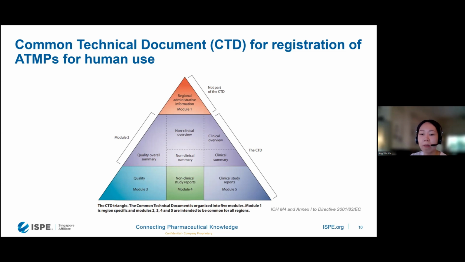Module 1 consists of administrative information and prescriptive information. Module 2 is the CTD summary. It should contain 7 sections in the following order: CTD table of contents, introduction, quality overall summary, non-clinical overview, clinical overview, non-clinical written and tabulated summary, and lastly, the clinical summary. Module 3 contains detailed information on the quality aspect of the drug. Module 4 contains the non-clinical study reports relevant to the drug. Module 5 contains human study reports and related information of the drug.